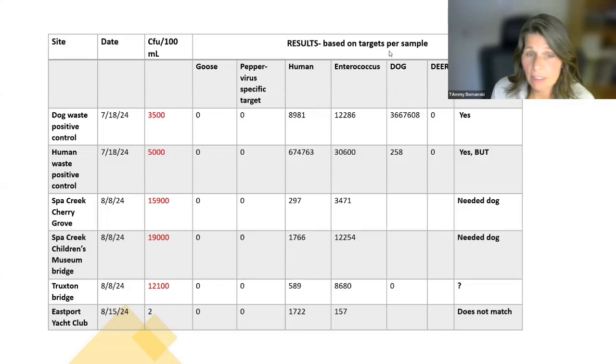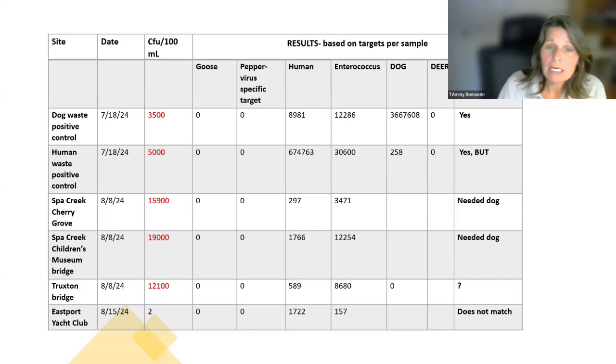And there were some human targets. Now, keep in mind, this target is not for human feces, it's human DNA. And so when we started getting reports back, they wanted to say that, well, if the numbers come up high for human targets, that means contamination comes from humans. Well, that's totally false, right? People are in the water.